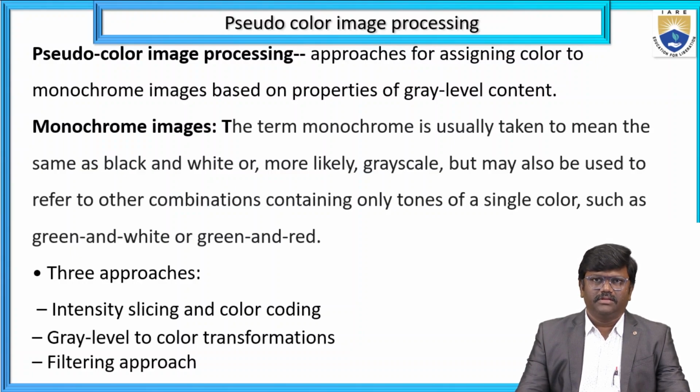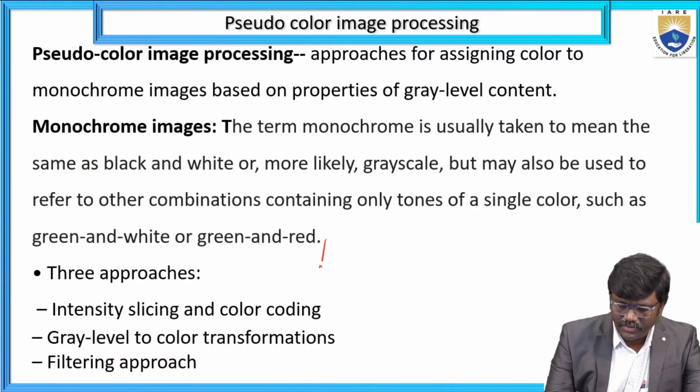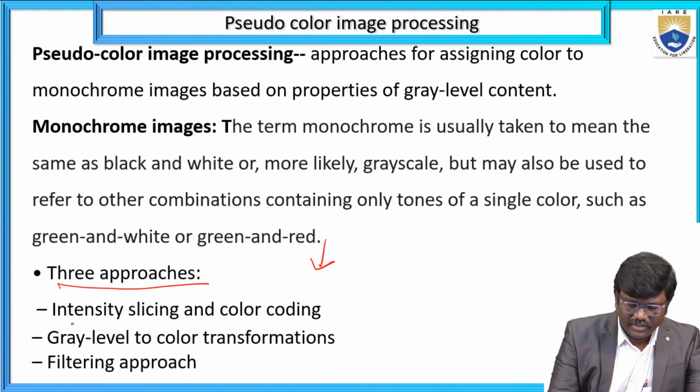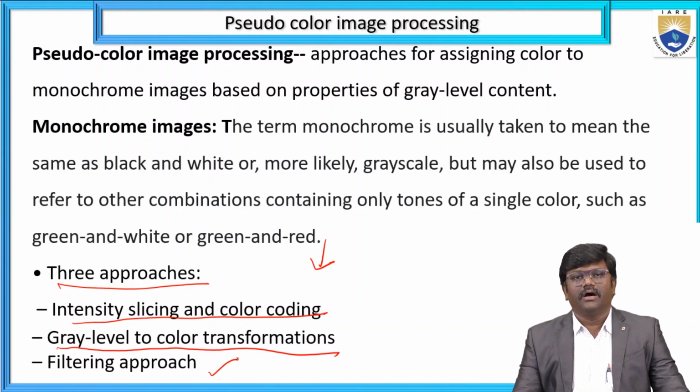Monochrome images is the term. Monochrome is usually taken to mean the same as black and white, or more likely grayscale, but may also be used to refer to other combinations containing only tones of a single color, such as green and white, or green and red. So for such colors, we are going to follow three approaches. One is intensity slicing and color coding. Second one is gray level to color transformation, and third approach is the filtering approach.